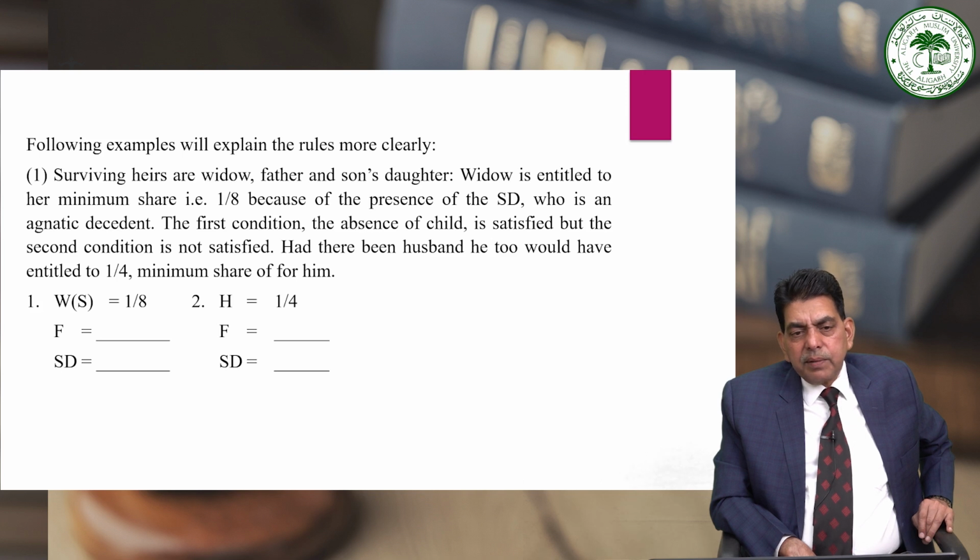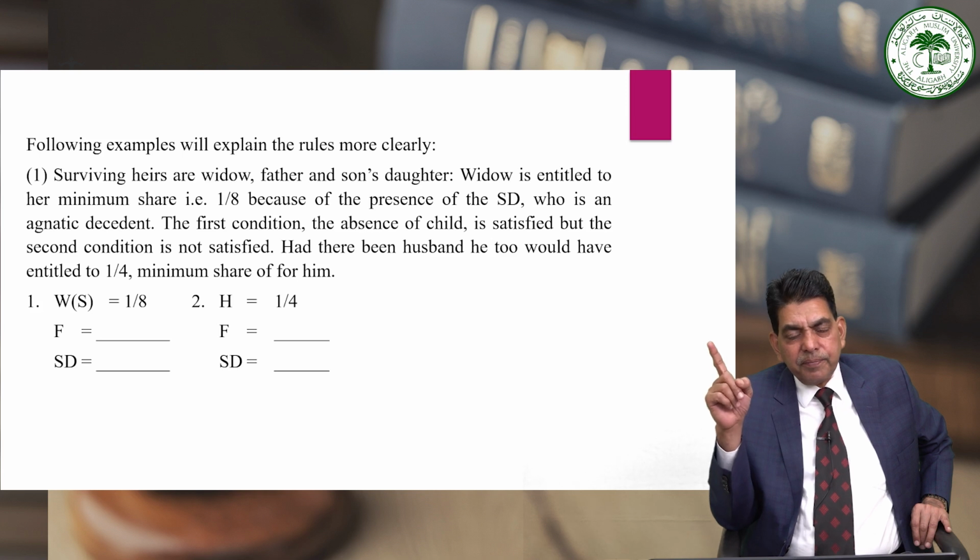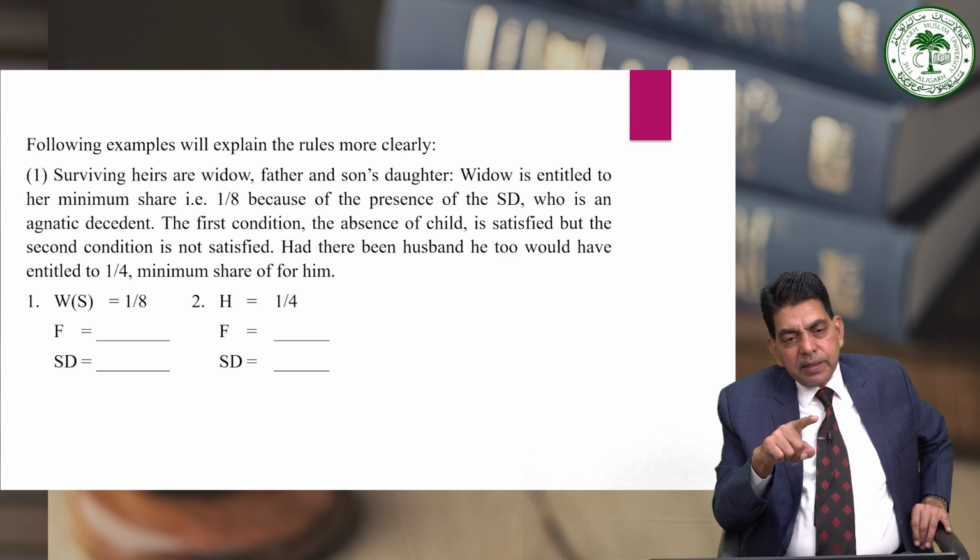Here in this example 1, the widow will be entitled only to the minimum share, that is 1/8, as prescribed in the Holy Quran. The reason is that the deceased has left behind his agnatic female descendant, that is the son's daughter. Though one condition is satisfied, that there is no one from the children class, there is no son, there is no daughter, there is one member from the agnatic descendant class, that is son's daughter.